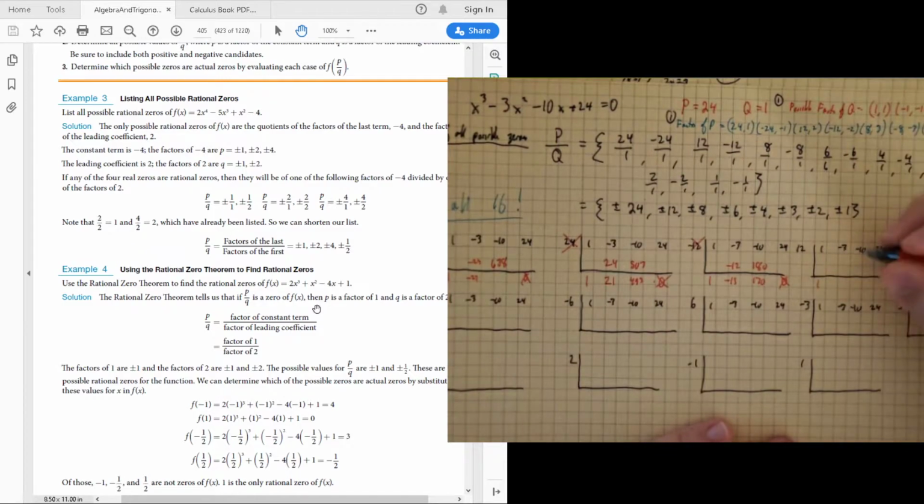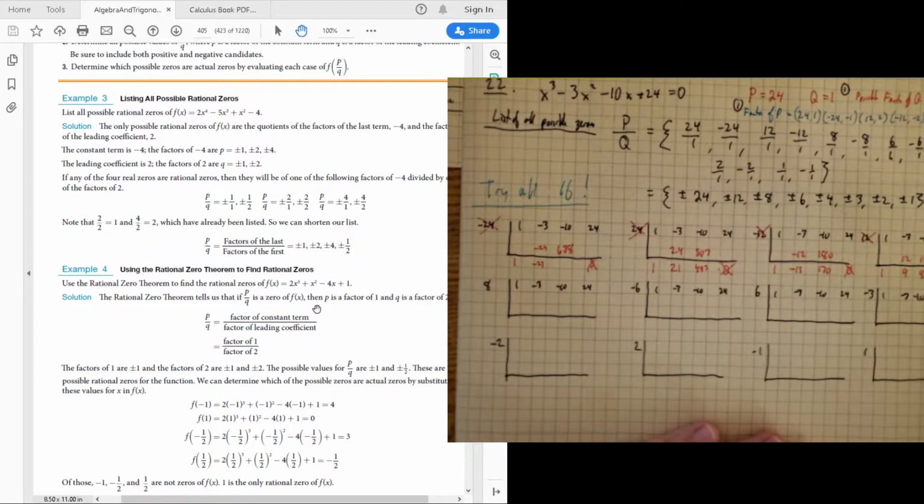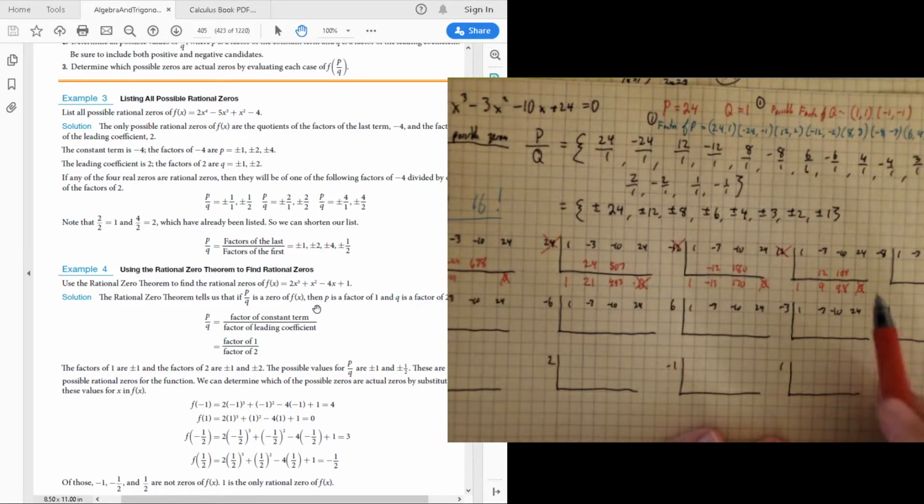Positive 12. So 1, 12, 9. 9 times 12 is 108. That becomes 98. 98 times 12. No way. There's no way this will get to 0. So 12 is out. See how I'm just eliminating pieces one at a time? And notice I'm never really completing any problems, because my goal is, is it going to be equal to 0? I already know what the answer should be. If I'm not getting 0, then I should stop.